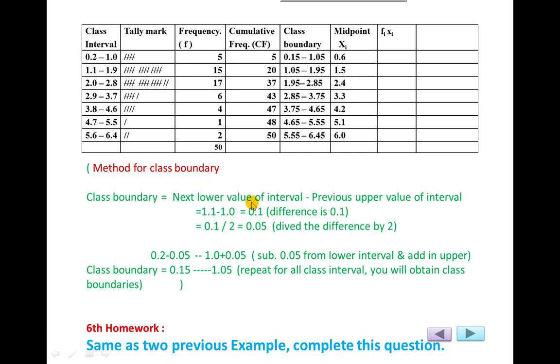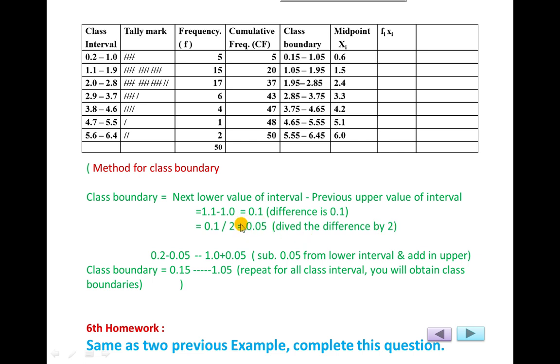Class boundary is equal to the next lower value of the interval minus the previous upper value of the interval. Next lower value, previous upper value. Upper value of the interval 1.1 minus 1, you will obtain 1. Sorry, 0.1. In the last two data, the difference of the next lower and previous upper is 1. But here the difference is 0.1. Then divide by 2, you will obtain 0.05 instead of 0.5. Divide the difference by 2. Procedure is the same, but the value is different.